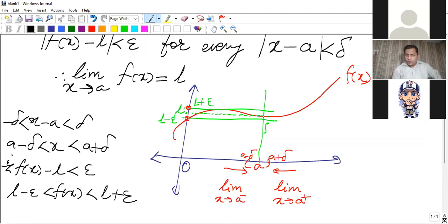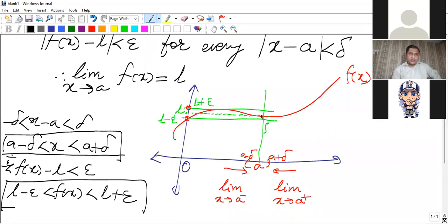And you can see this is very close to L. At A, it is going to be nearby L. So whenever x is in this interval, A minus delta to A plus delta, at that time f of x is in this interval, L minus epsilon to L plus epsilon. This is the meaning of this statement which I have geometrically drawn here. And if these conditions are satisfied, then we say the limit of the function exists, and that limit is going to be L. So is that okay now?